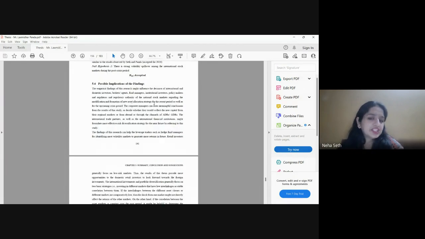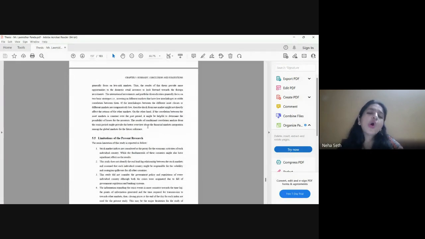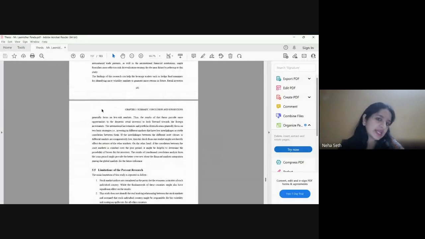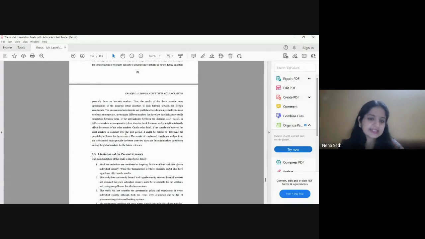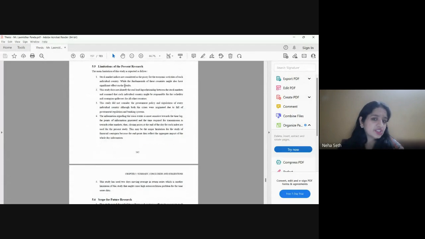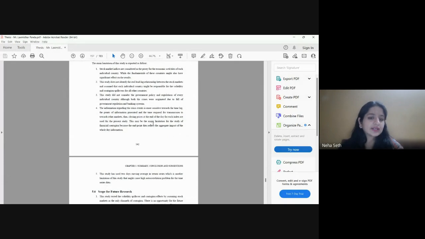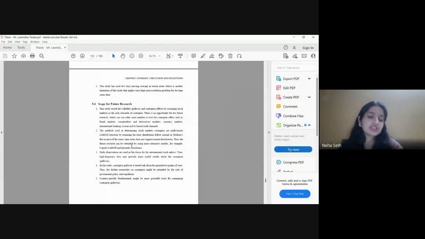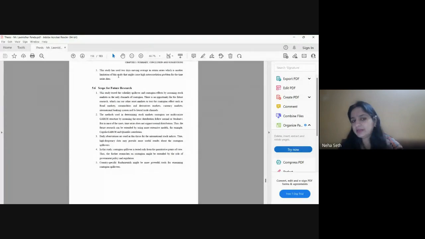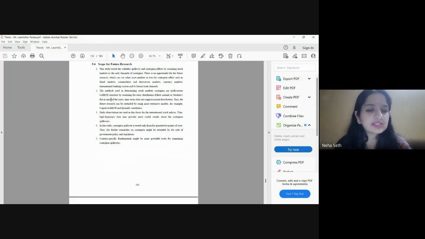What are the implications of the findings? Who all can be the stakeholders, and how they can use our study, is mentioned in this part. Then the limitations of the study are mentioned, and based on the limitations, what was not done so far can be done in future. So the scope of future research is also there.